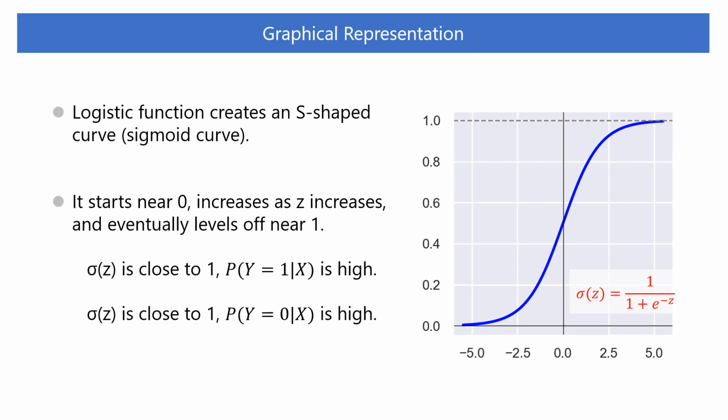Graphically, the logistic function creates an S-shaped curve called the sigmoid curve. It starts near 0, increasing as z increases, and eventually levels off near 1. When sigma z is close to 1, it suggests a high probability of the data point belonging to the positive class. When sigma z is close to 0, it indicates a low probability of belonging to the positive class, implying a higher probability of belonging to the negative class.